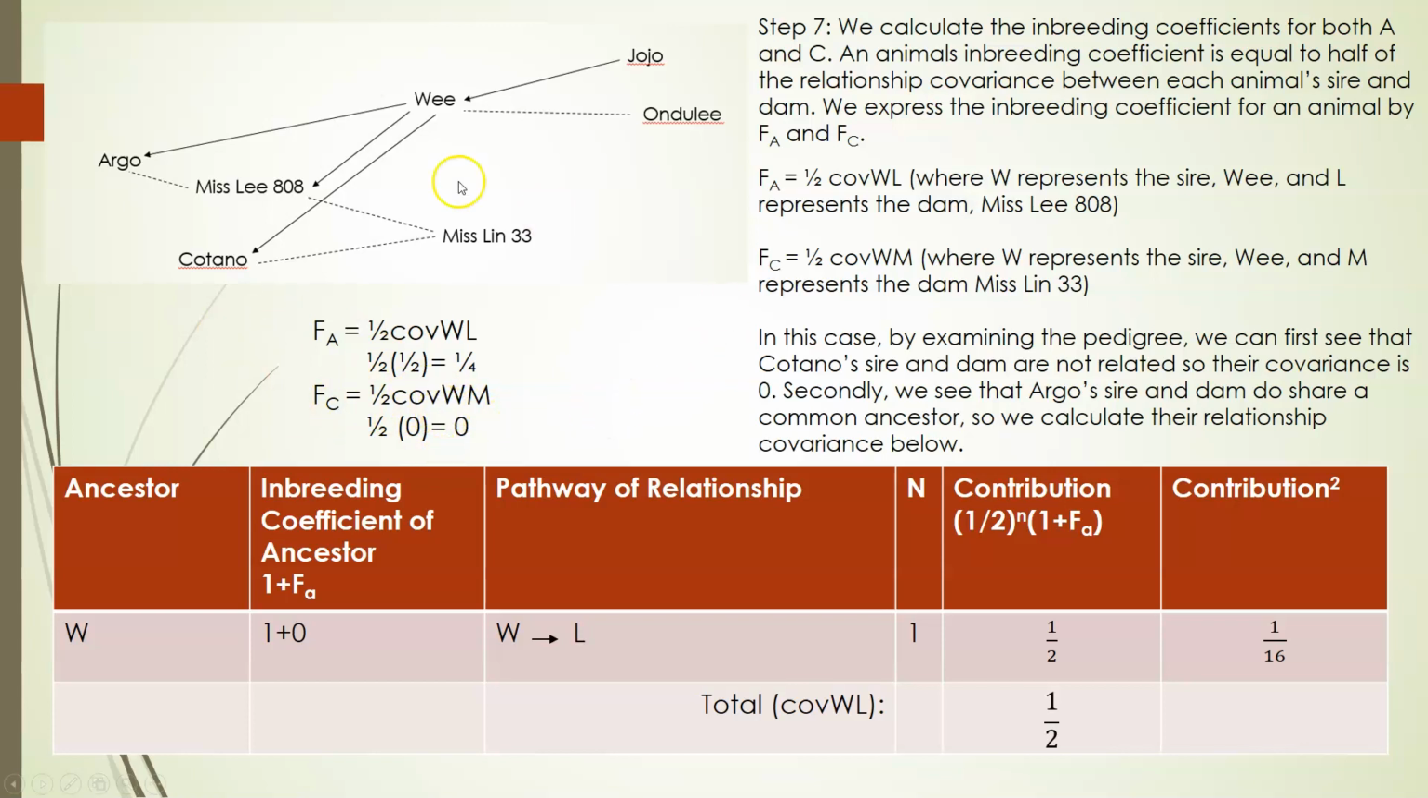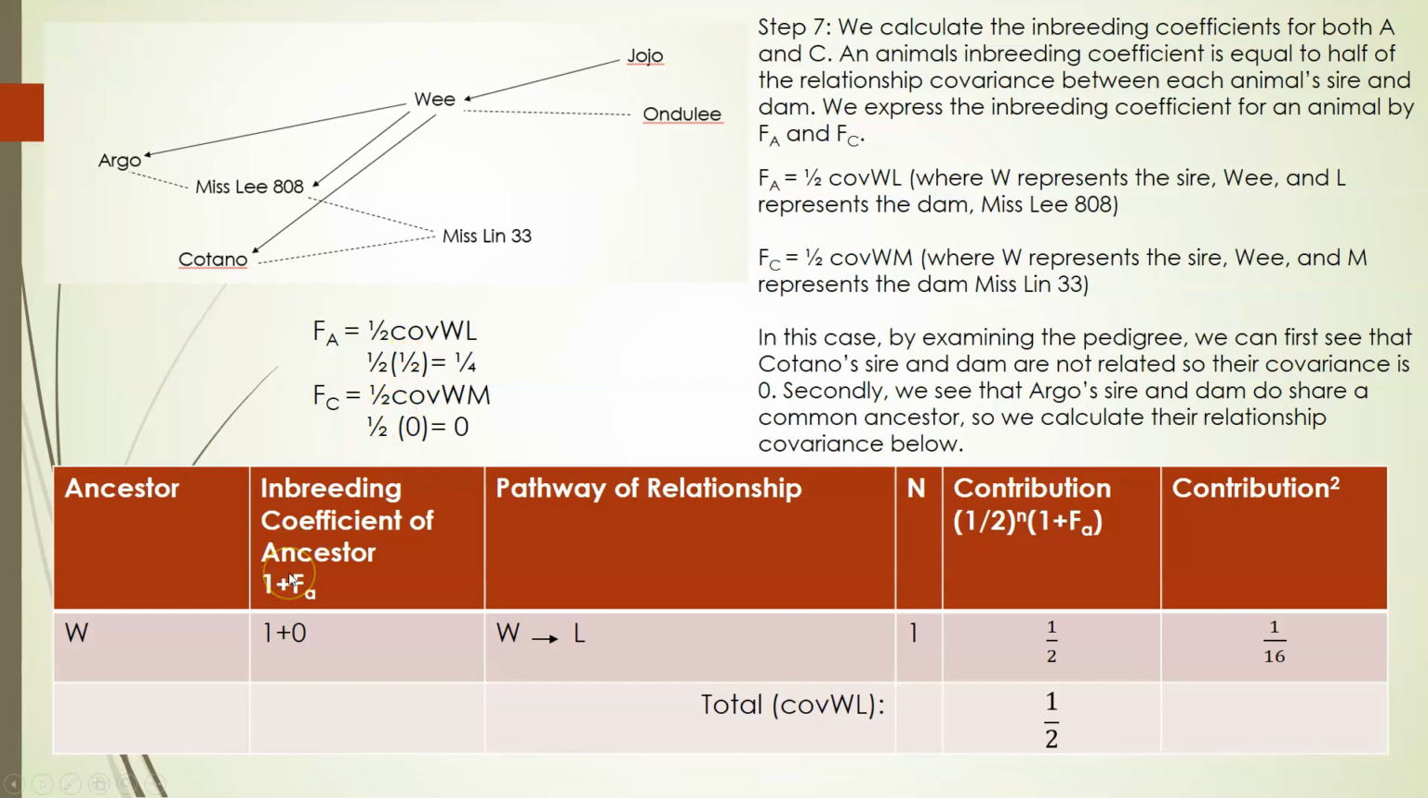Now for Argo, his two parents are W and Miss Lee 808. And obviously they share a common ancestor, because Argo's dam is also out of Argo's sire. So we have to calculate the relationship covariance between W and L. So literally what we did on the last one, we just do the same thing between W and L. This one is fairly simple.